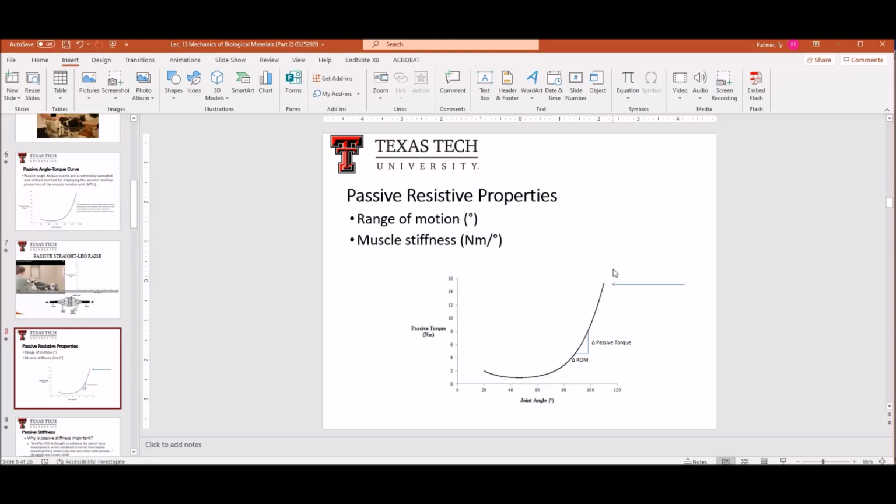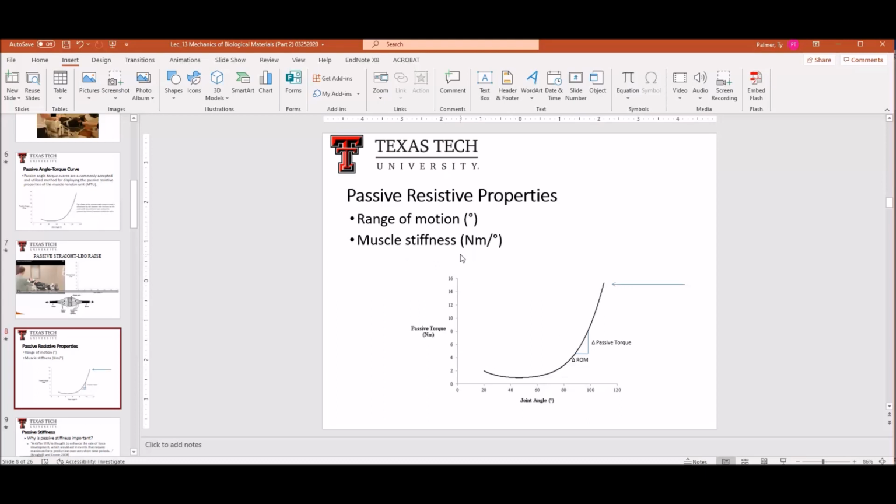Range of motion is measured in degrees. Muscle stiffness is measured in Newton meters per degree. Remember, muscle stiffness is the slope of this curve. It's the change in passive torque divided by the change in range of motion. Passive torque is measured in Newton meters. Range of motion or joint angle is measured in degrees. And so when we put those two together, yes, it's Newton meters per degree. So it does make sense that these are the units for muscle stiffness.